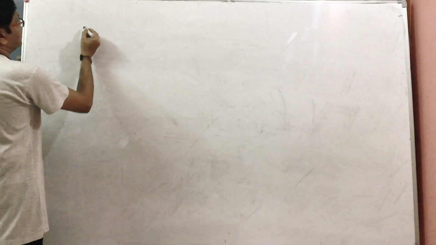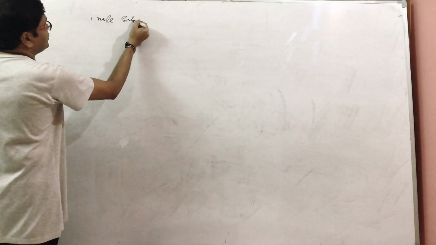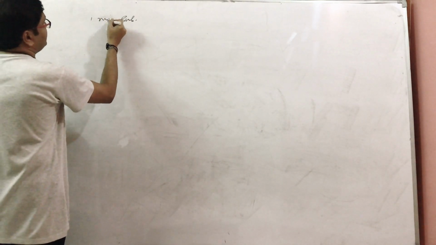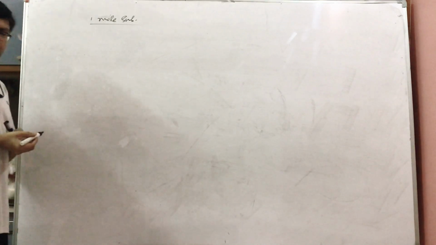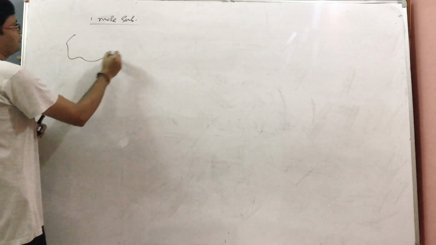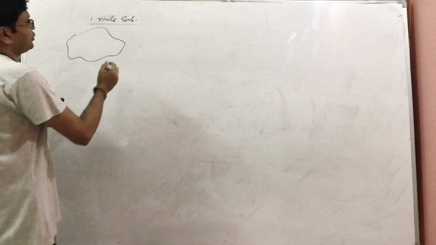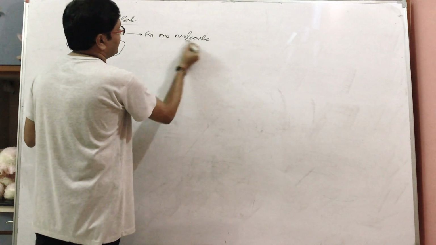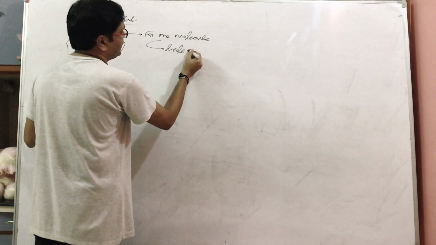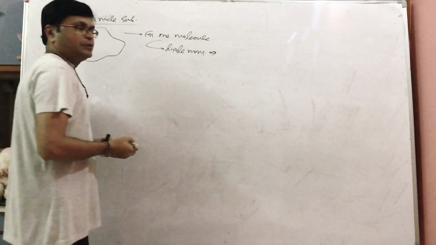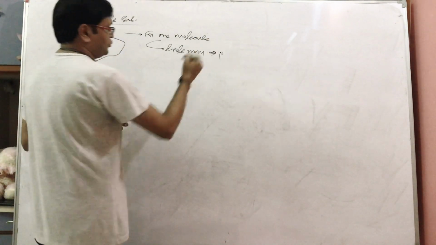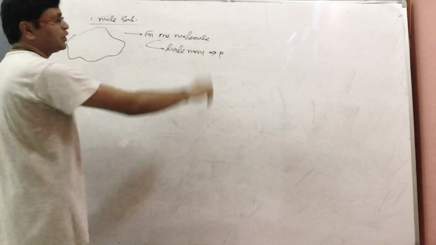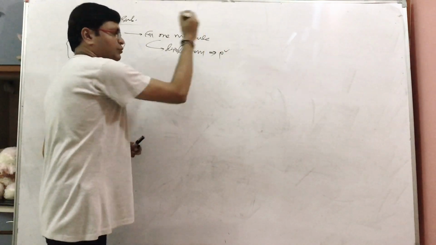First of all, suppose there is 1 mole of substance given here. In this 1 mole substance, there are lots of molecules. Suppose this one is the 1 mole substance, and particularly for one molecule, the dipole moment is given. It is P. The value is already given, don't worry, we will discuss. So the dipole moment of one molecule is given.